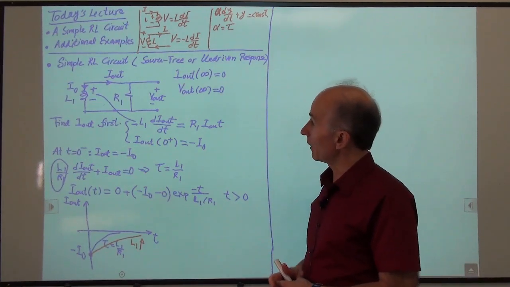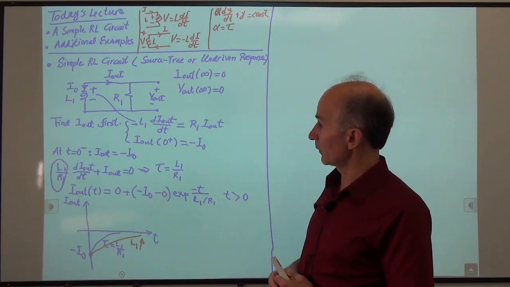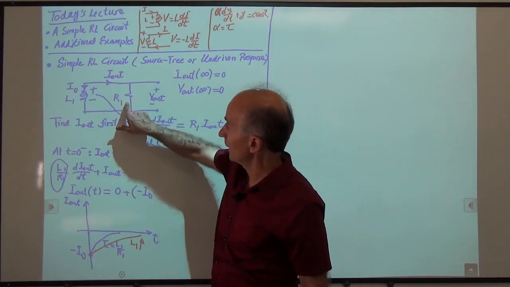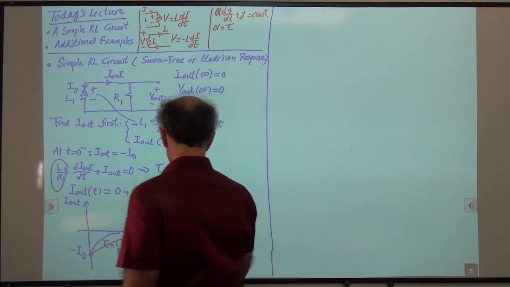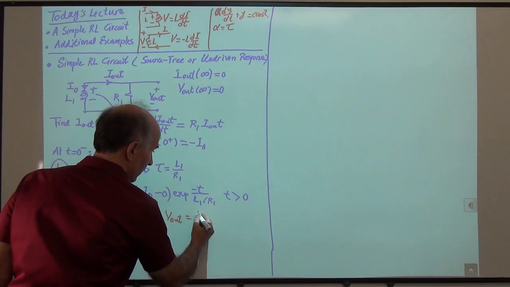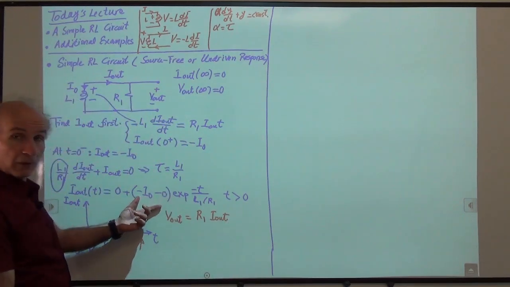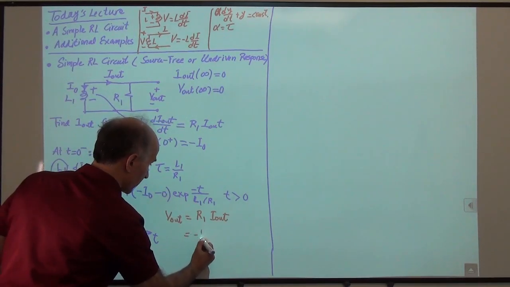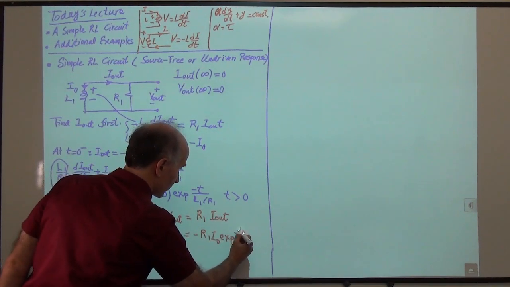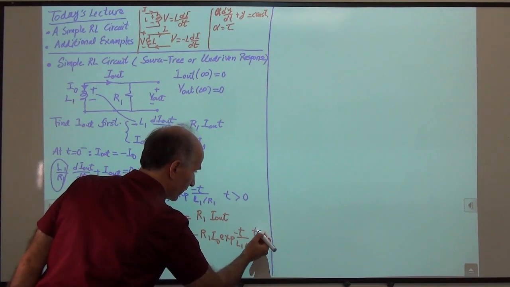All right. Now, how about V out? Can I find V out from these results? Sure, there are different ways. Of course, the simplest would be to say that this voltage is just this current times this resistor. So let's write that here. We say V out is equal to R1 times I out. And we have an equation for I out, so that would be minus R1 I0 exp of minus t over L1 over R1. And again, this is true for t greater than 0.